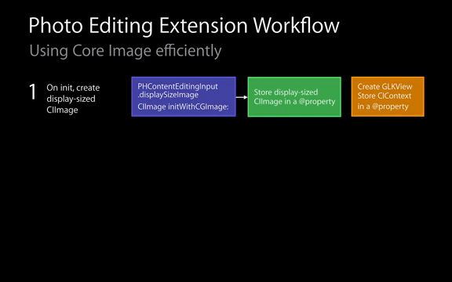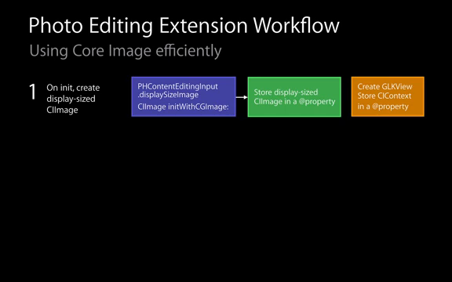The first step is when your extension is initialized, what you want to do is ask the editing input object for a display-sized image. Initially, that is a UI image object, and from that you can create a CG image, and then from that a CI image. That sounds like a couple steps, but those are just lightweight wrappers. Once you've created that CI image, we're going to store that in a property for our delegate.